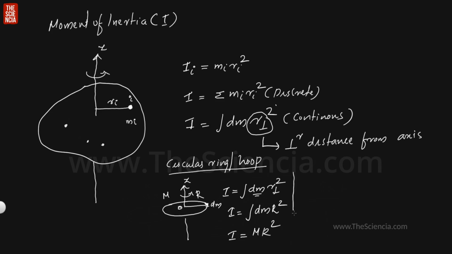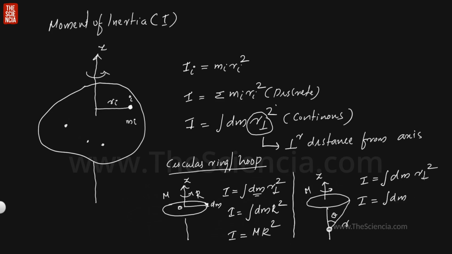Now I am taking another case. It is similar to the previous case. Here it is rotating about the z-axis and the mass is capital M, and I am shifting the reference point to here. From here to the mass element the distance is r, and this angle is theta. Now what is the moment of inertia I? From the definition, it is the integral of dm r perpendicular square. r perpendicular is the perpendicular distance from the axis, so that is this one.